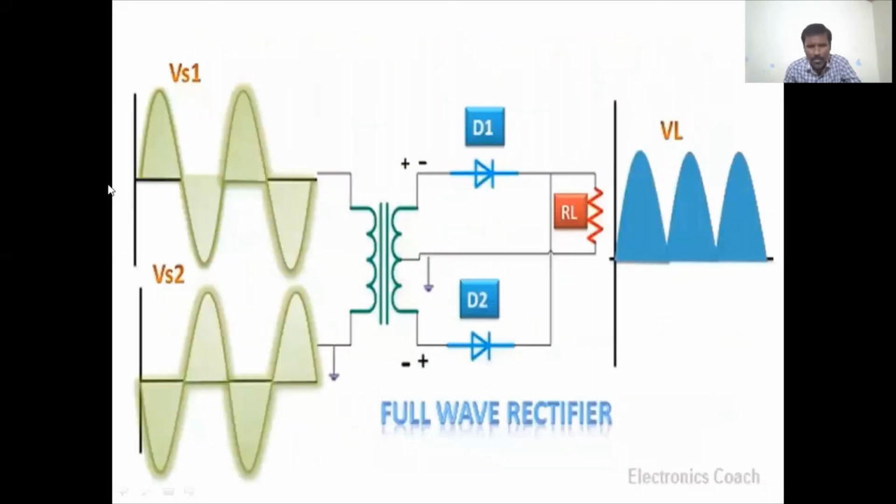That is, when there is a positive cycle at diode D1 and a negative cycle at diode D2, this one is in the conducting position and this one is reverse biased, so it is non-conducting. At RL, due to diode D1, the voltage is collected. In the second cycle, the negative cycle enters diode D1 and the positive cycle enters diode D2. Then D2 is conducting and D1 is non-conducting. The output voltage is collected at the load resistor RL.